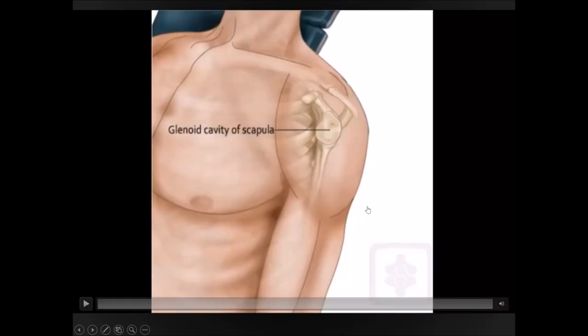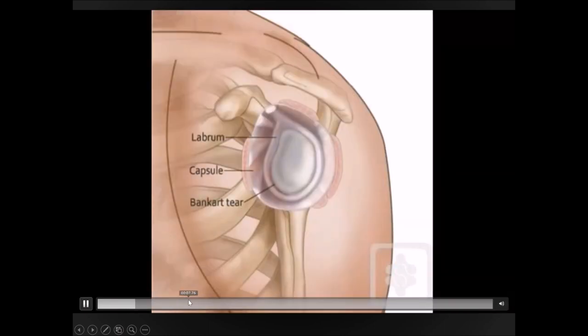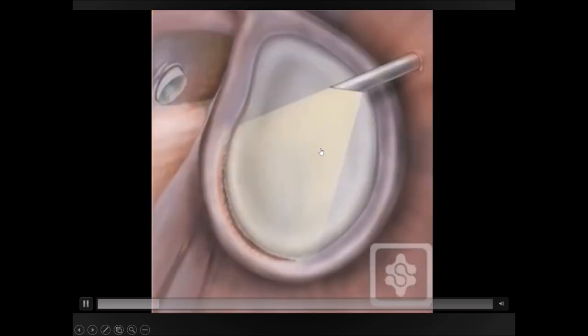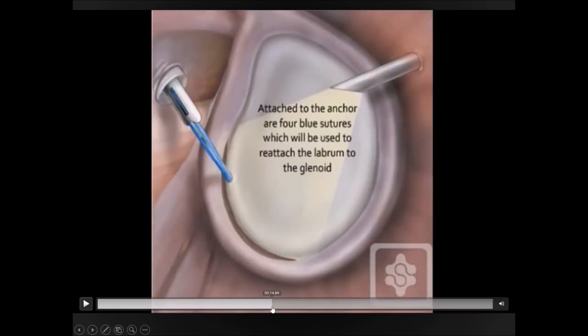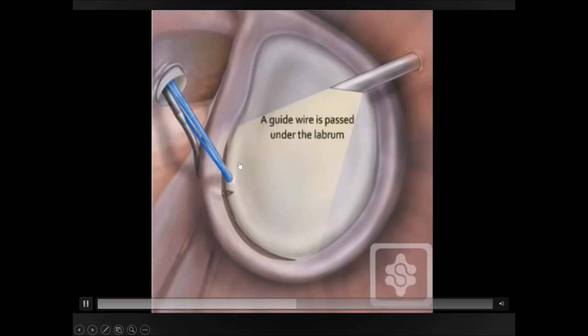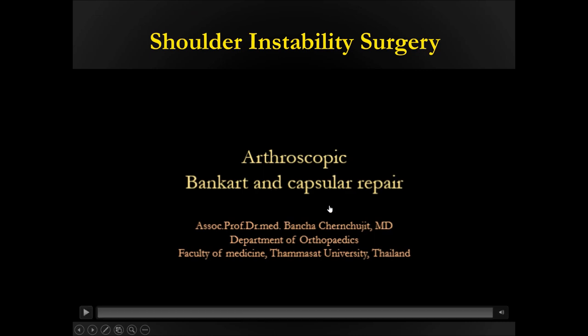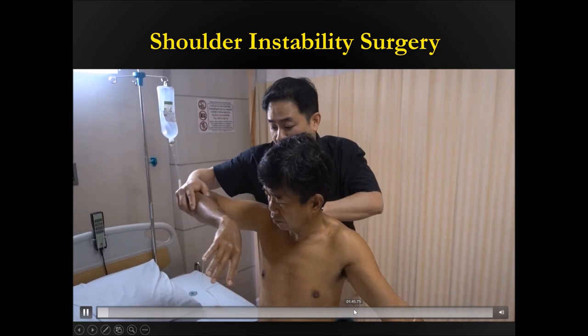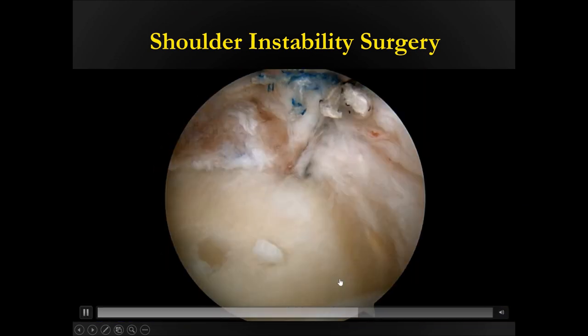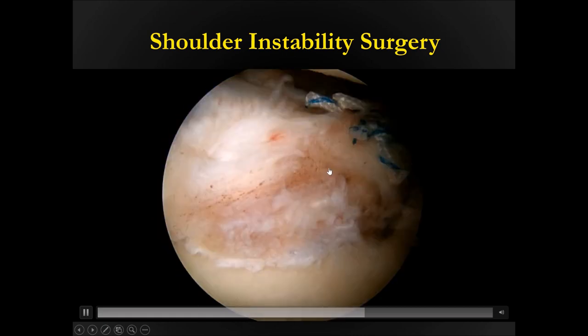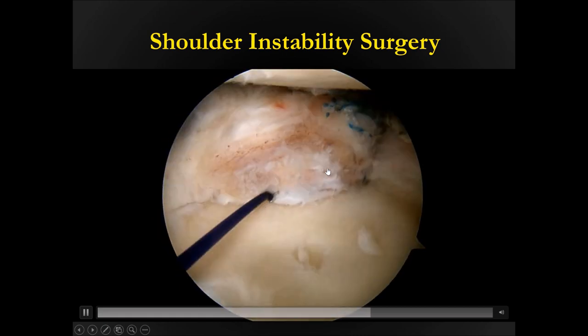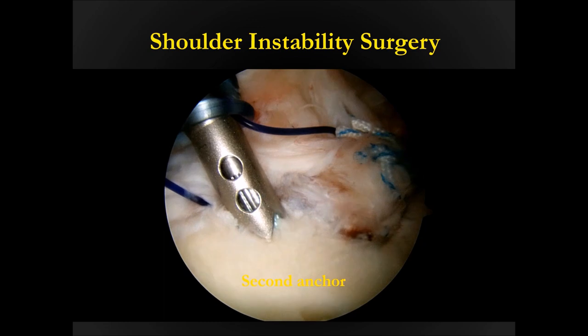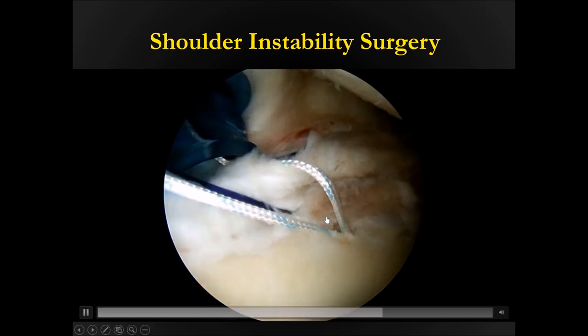The way to do that, we call arthroscopic labral repair, Bankart repair. So it's a tear at the labrum. You put the camera in, then you put in the suture anchor and repair the labrum back. So this patient has a tear of the shoulder capsule and a labral tear. I fix the labrum, put the anchor in and repair the labrum.